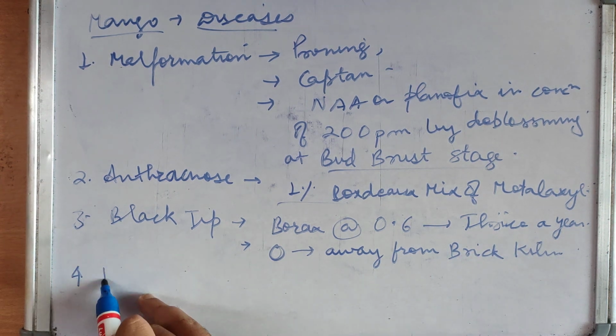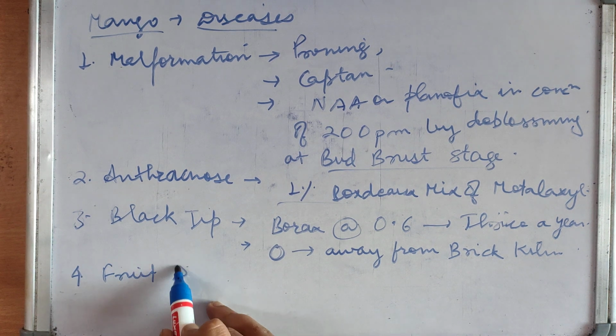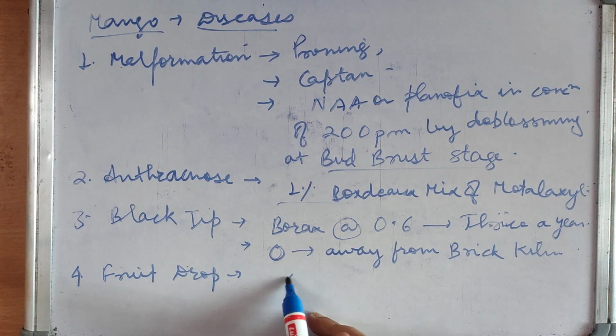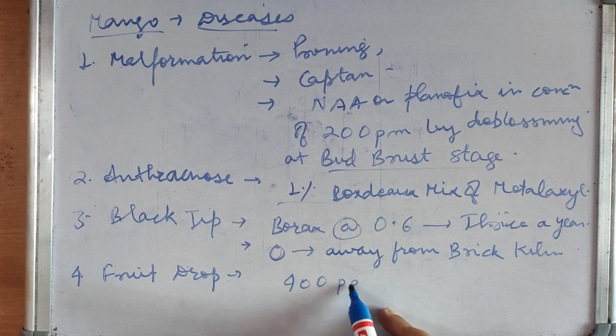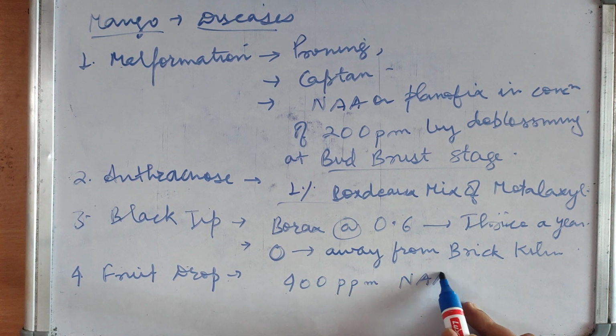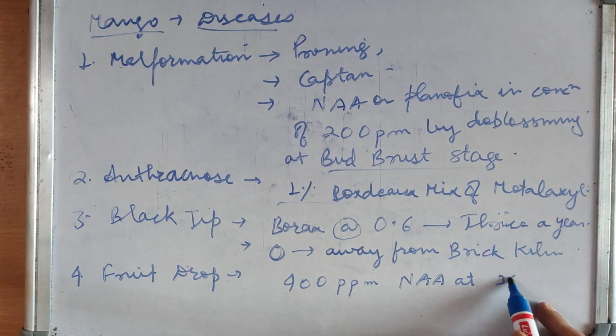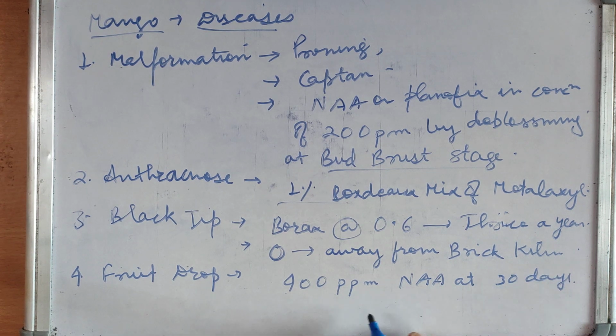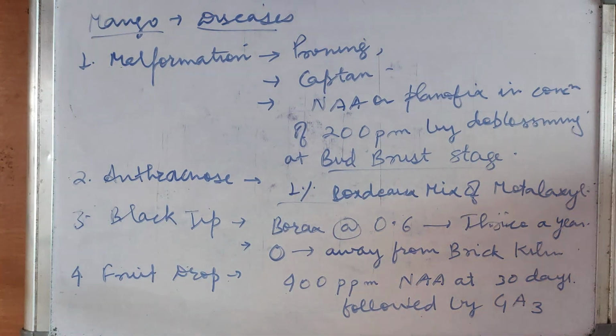Now one more important disorder is fruit drop. We will apply 400 ppm NAA at 30 days, followed by GA3. So after applying NAA we will apply GA3. So these are the major diseases of mango. Hope you understand this. Moving to the next topic of this session, or next pest, that is woolly apple aphid.